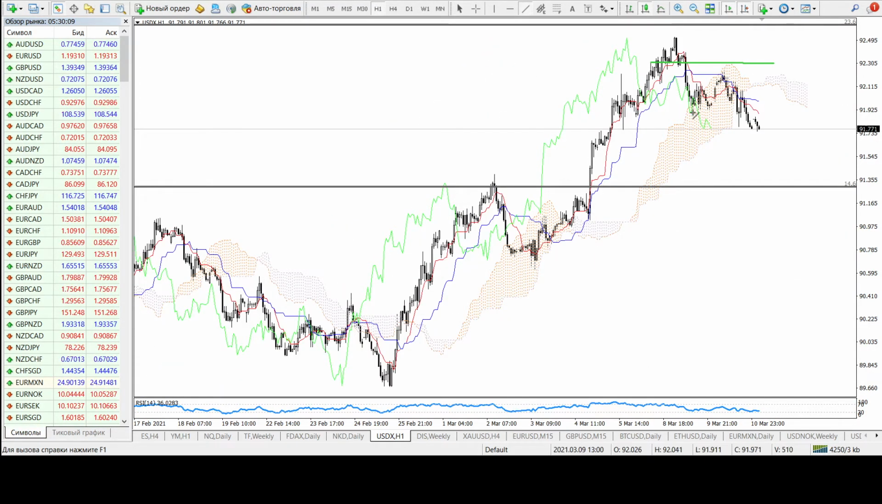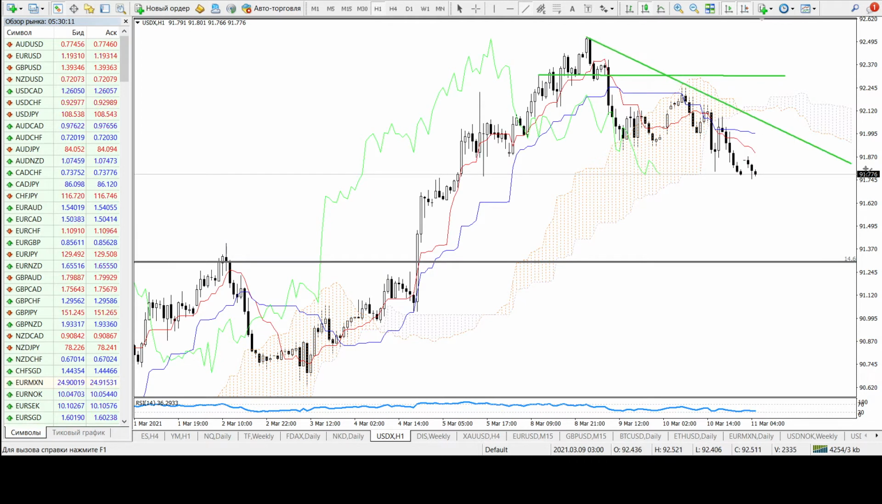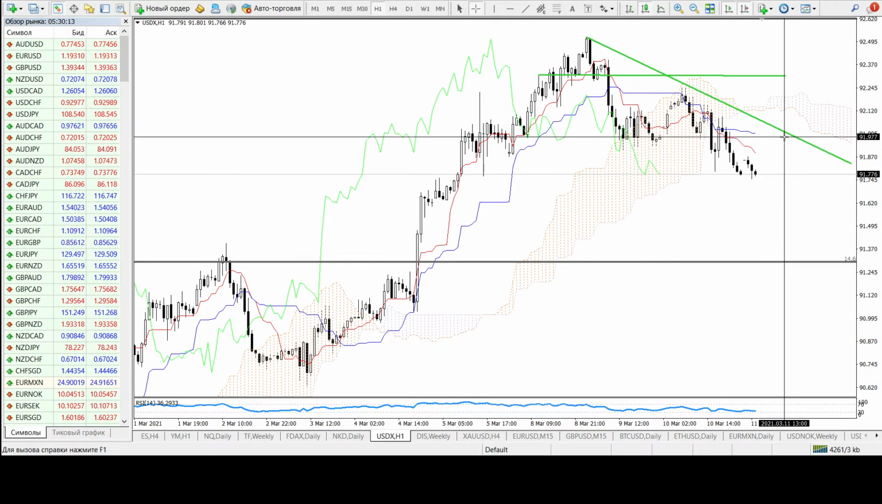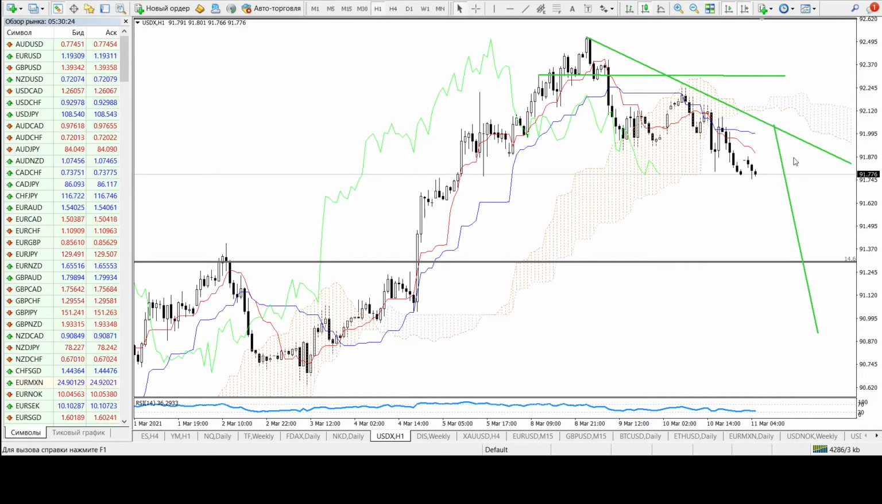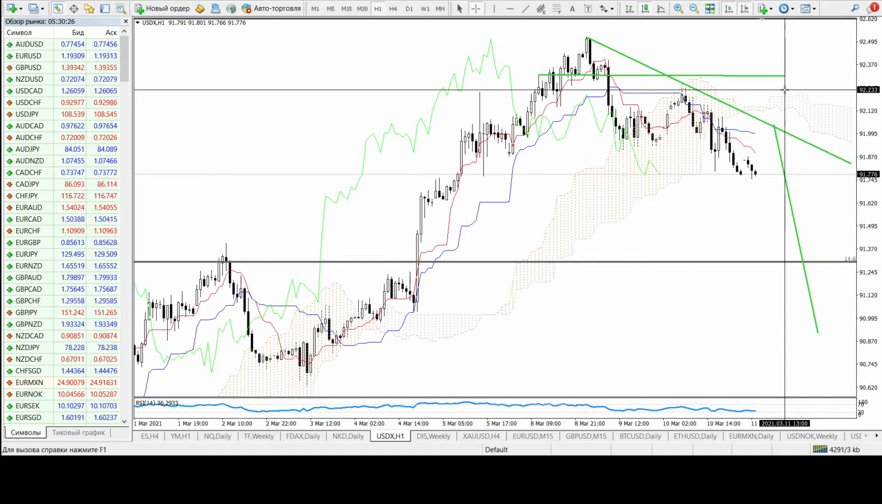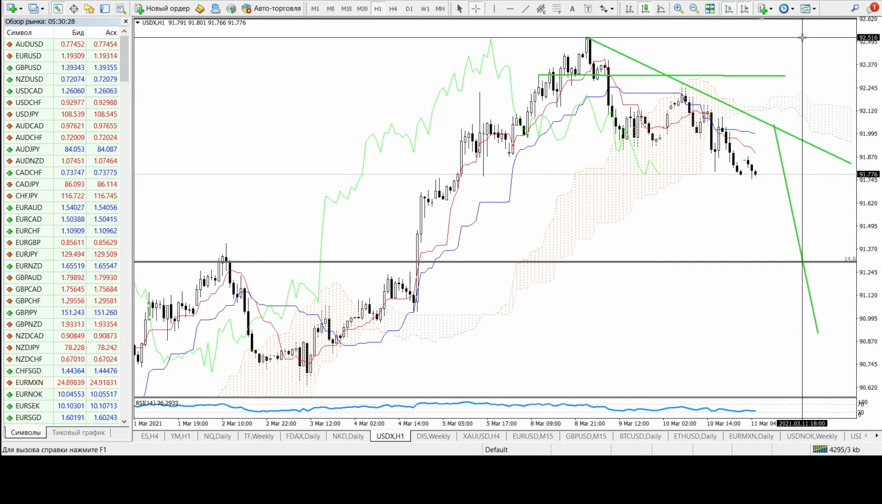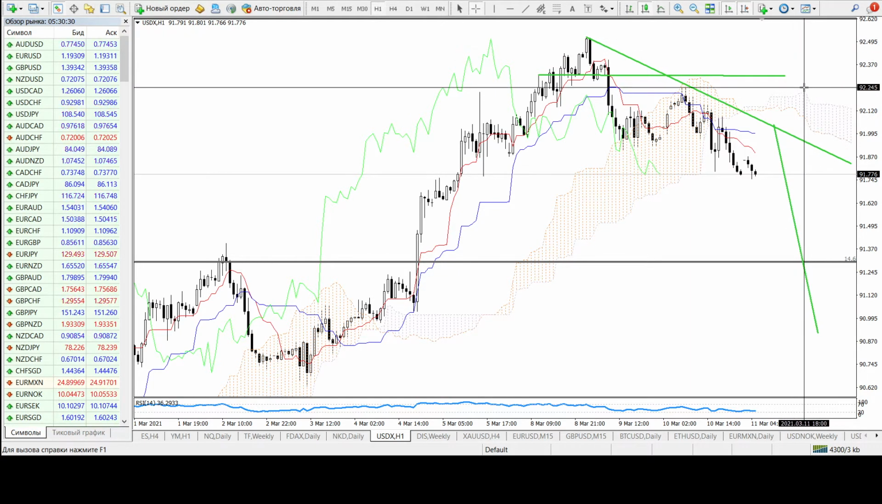What may happen for American dollar index? They may go to test this tendency around 91.99, around 92. So this is the area which they may test, and if they don't break it, this will be the beginning of a downgoing tendency, okay? Only if they break 92.20, we can wait for 92.60 and 92.90 area.